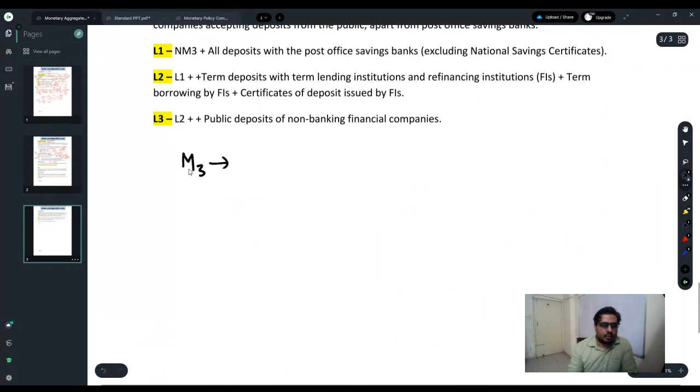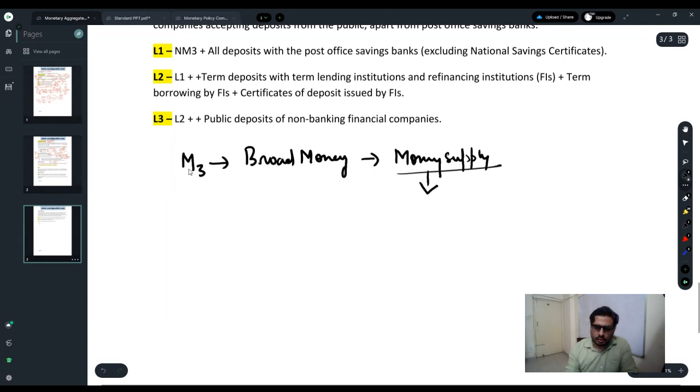M3, known as broad money, is used to calculate money supply. For what? For the purpose of monetary policy, right? For the purpose of monetary policy. So these things we have discussed in the last class.